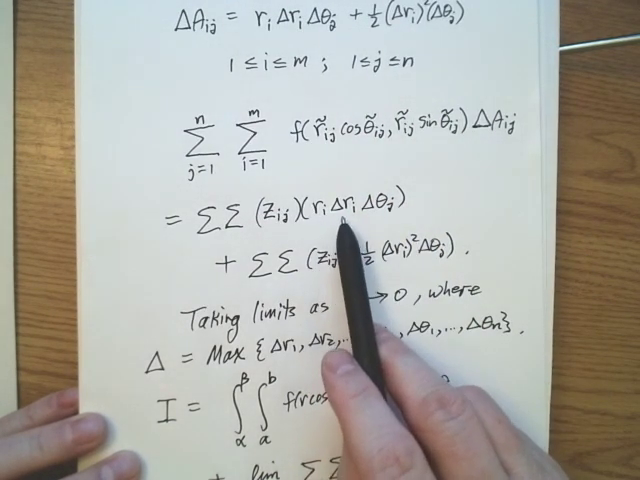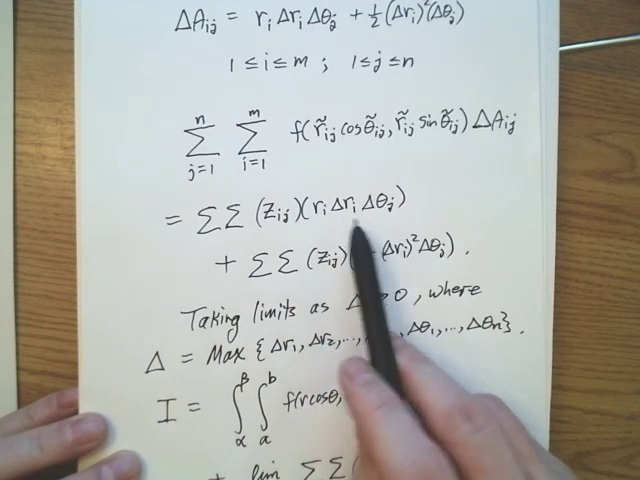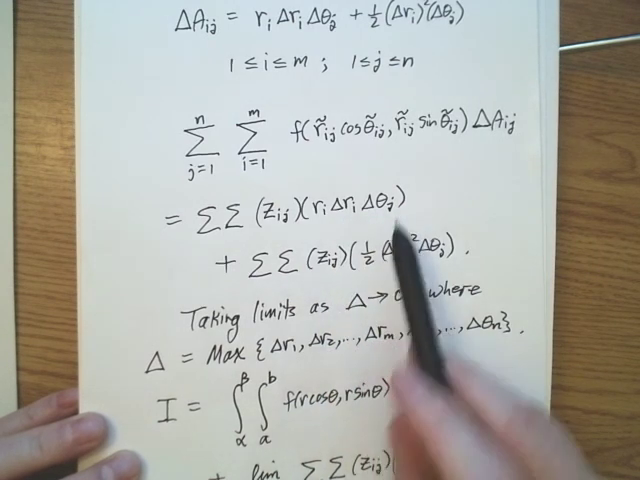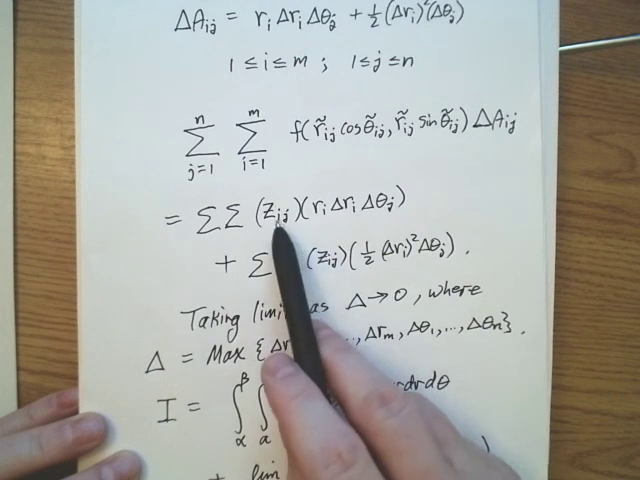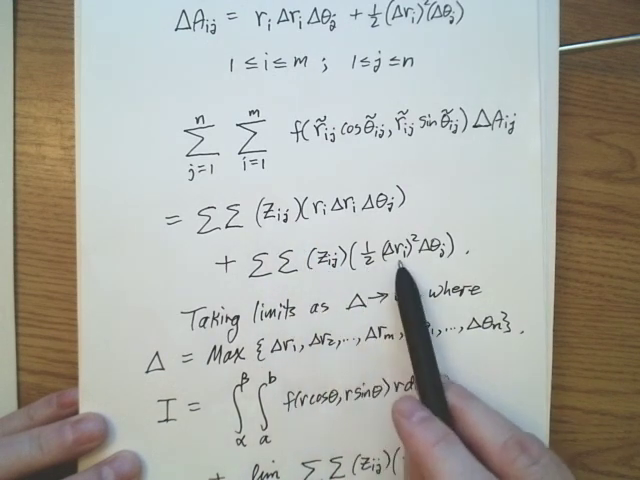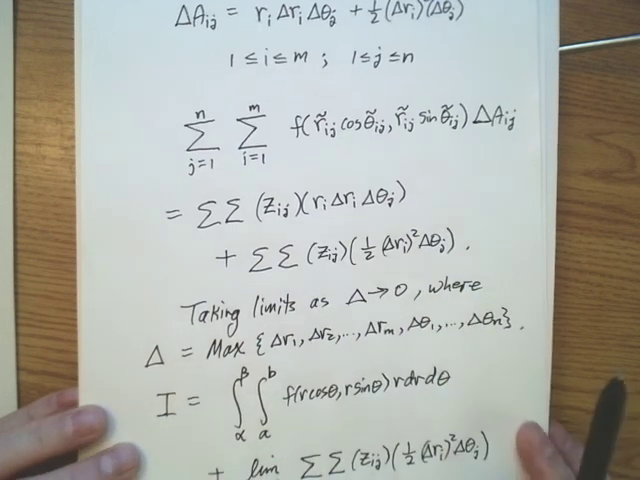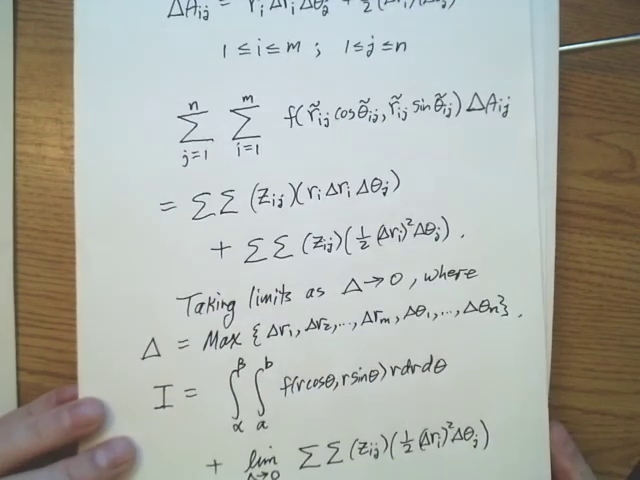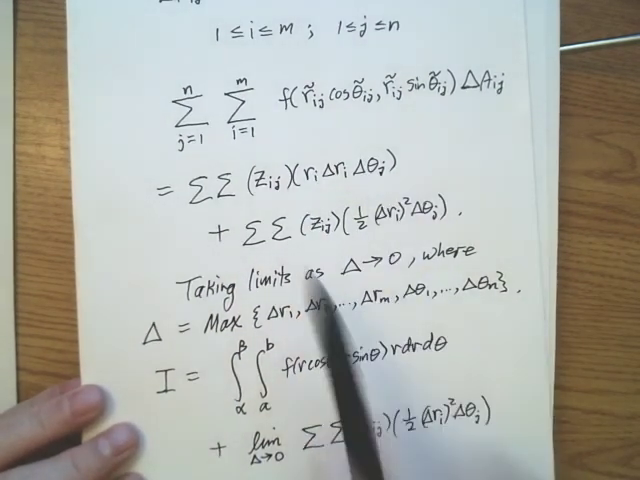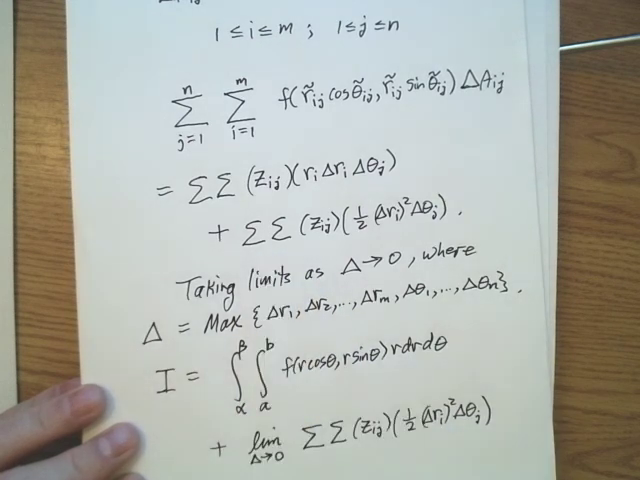And then there I've got what? The double summation of z sub ij r sub i delta r sub i delta theta sub j, plus the double summation of z sub ij, 1/2 delta r sub i squared delta theta sub j. So we're just breaking this into a sum of two different terms here. Got our double summations on both.